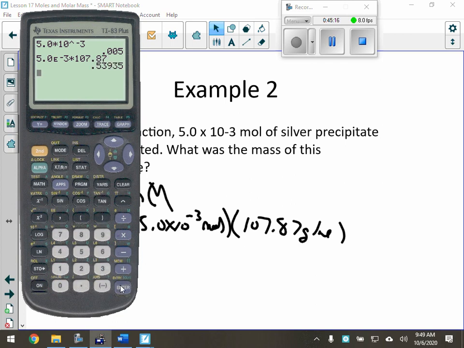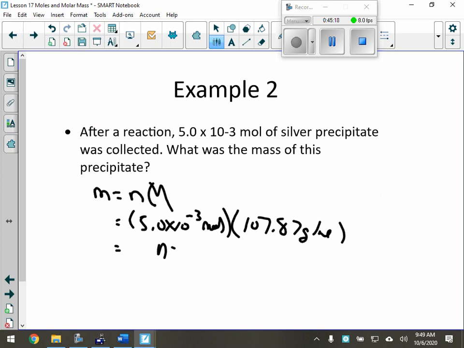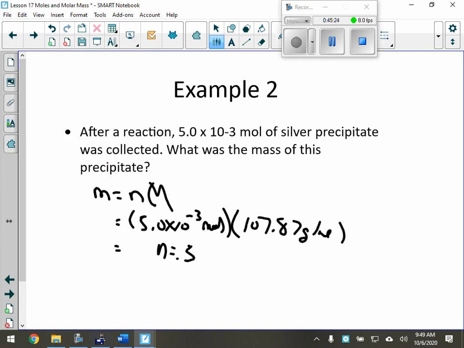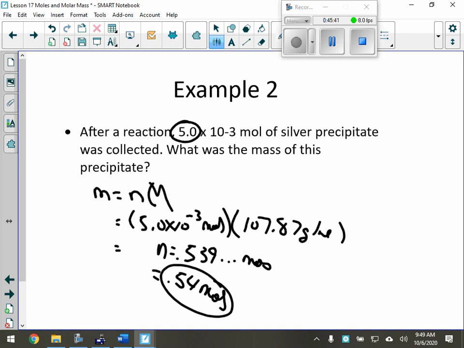Is that right? Correct? Yes? No? 0.539 moles. How many significant digits? We only have 2 there, yes? Correct? 2. So we should probably have what? 0.54 moles would probably be my best answer in this case. Good?